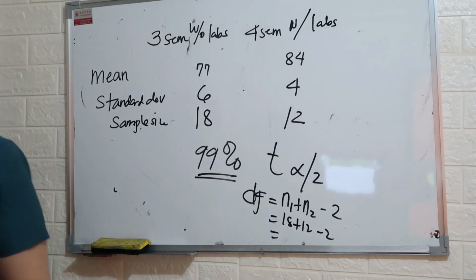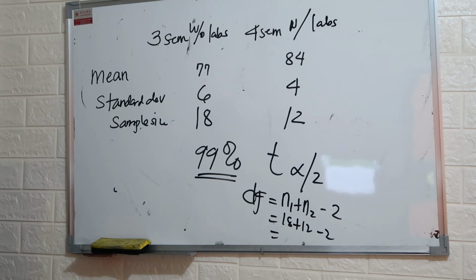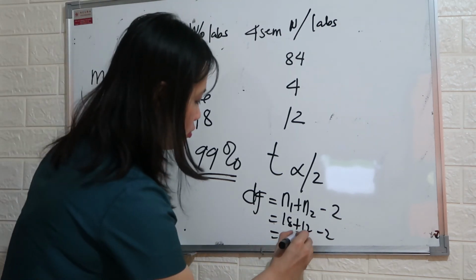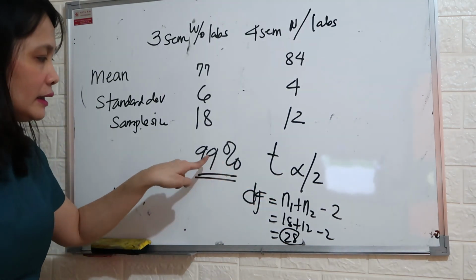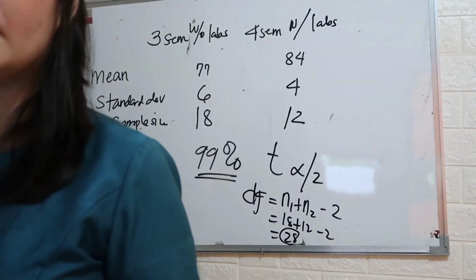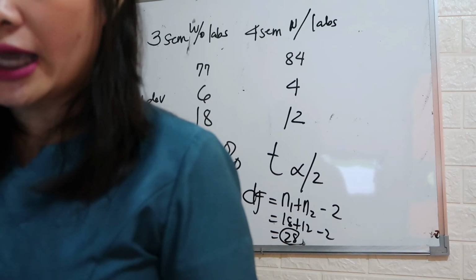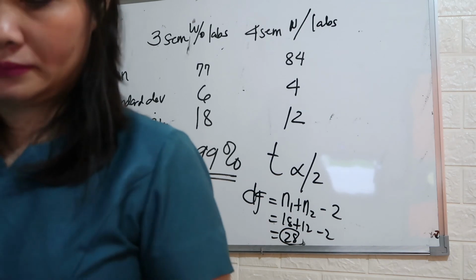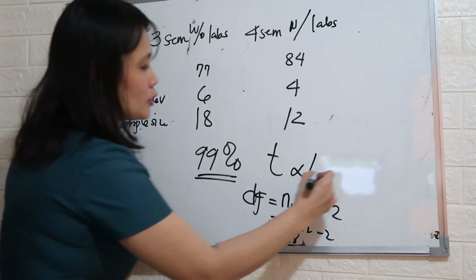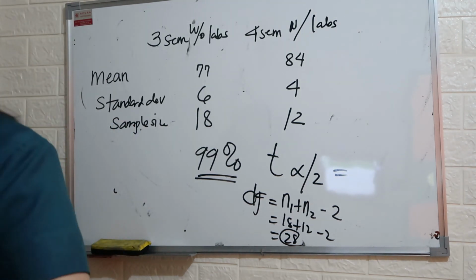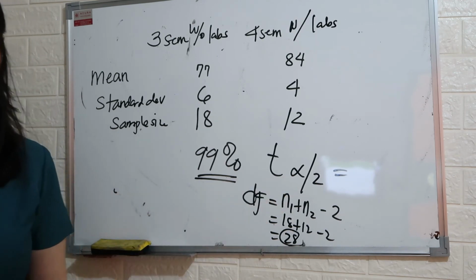What will be the answer? 28. Okay, 28. Now, what is your t alpha over 2 for 99%? Kindly check the table I sent. Please check the table: 99% and the DF is 28. So what is your t alpha over 2 based on the table that you have?